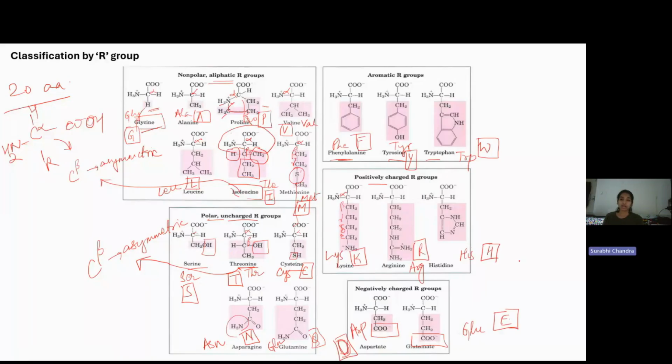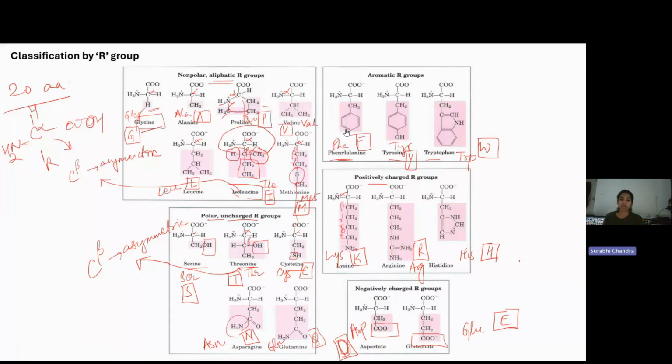All these 20 amino acids have short forms and one letter codes as well. There are three-lettered short forms as well as a one letter code for each of the amino acids. For glycine, we have GLY or G as one letter code. For alanine, we have ALA or capital A. For proline, we have PRO or P. For valine, we have VAL or V. Then methionine, which is MET or capital M. Isoleucine is ILE or capital I. Leucine is LEU or capital L.